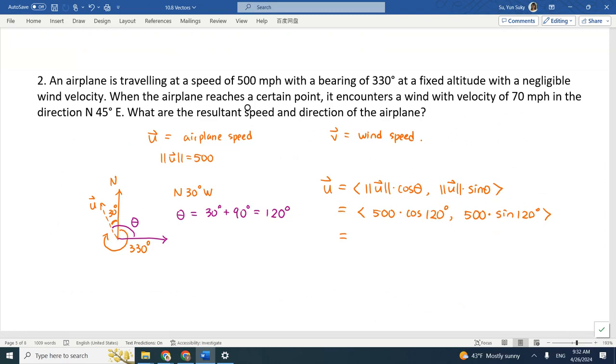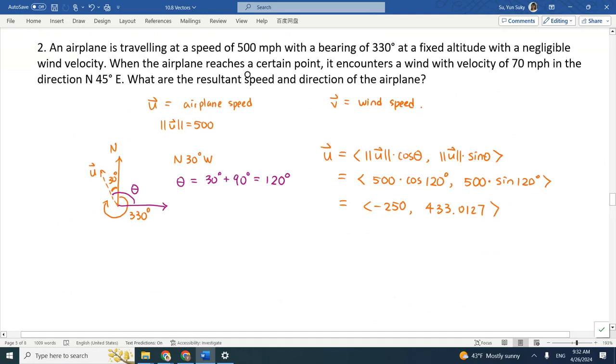Oh, negative 250? Okay, so negative 250. How about the y component? 433.0127. Okay, thank you. Do you have the same answer, everybody? So this is the vector component form of u, the airplane speed.